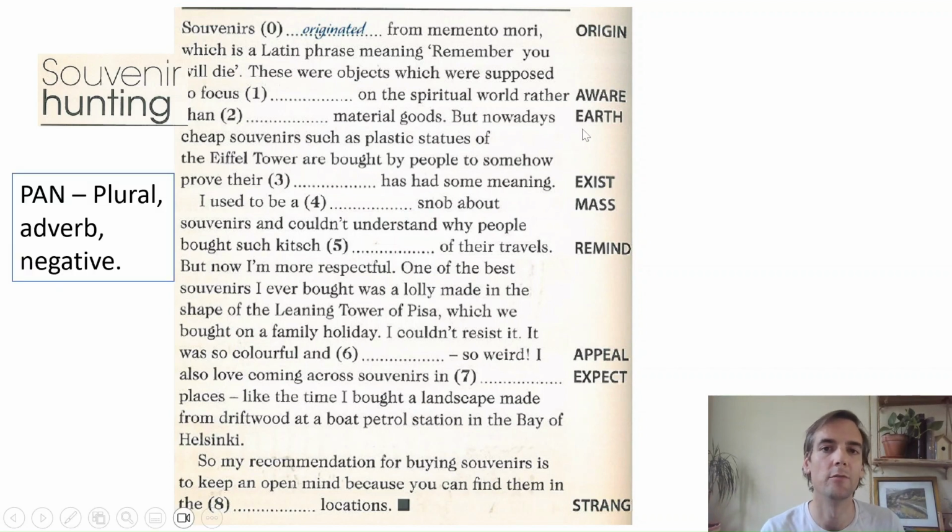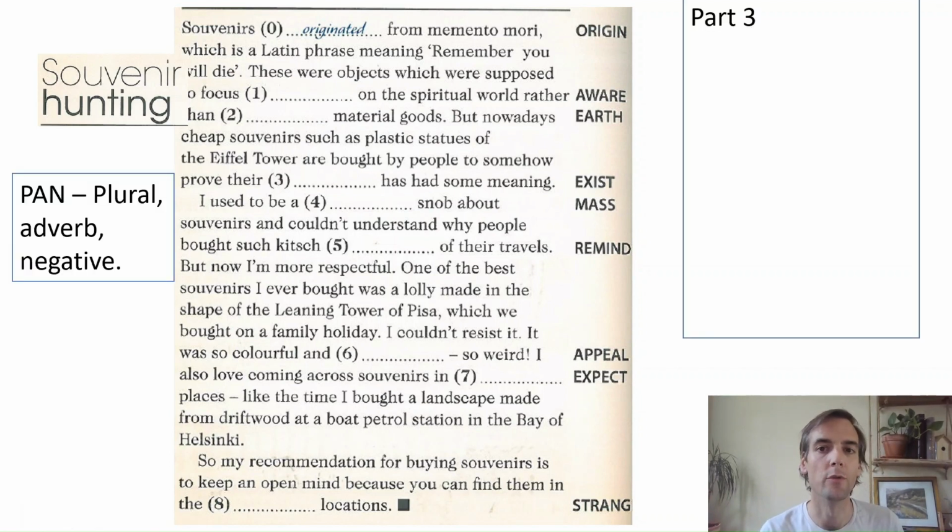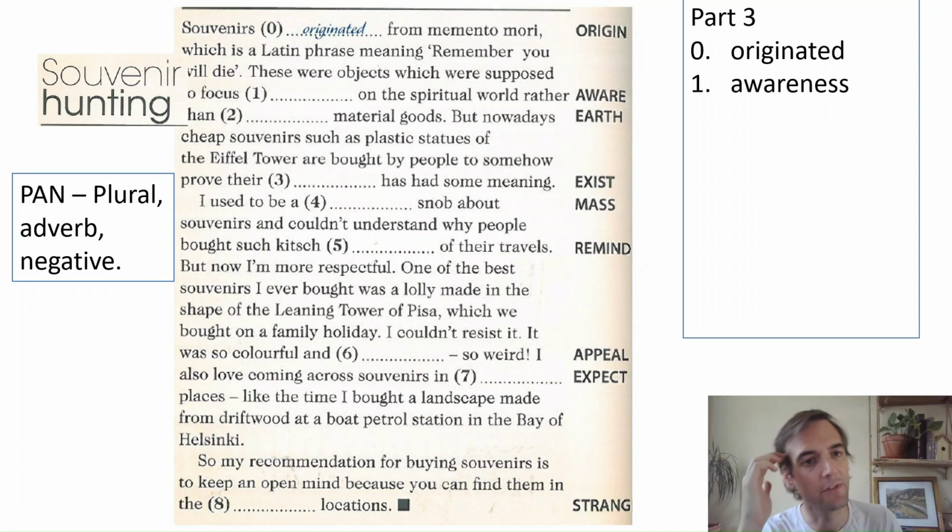Number one, a very common one. We need the noun of aware, which is awareness. We are focusing awareness on something, awareness.